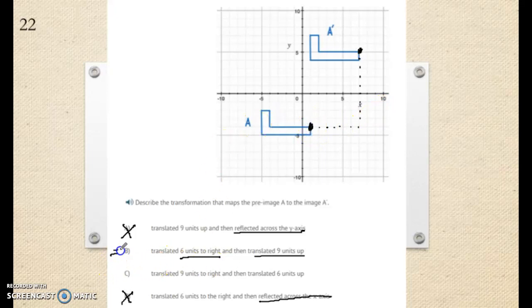But just for safety, let's check the next one. Translate 9 units to the right and 6 units up. All right, so let's do that. This would be 7, 8, 9, and then up 1, 2, 3, 4, 5, 6. That's not going to put us where we want to be. So our answer is B.